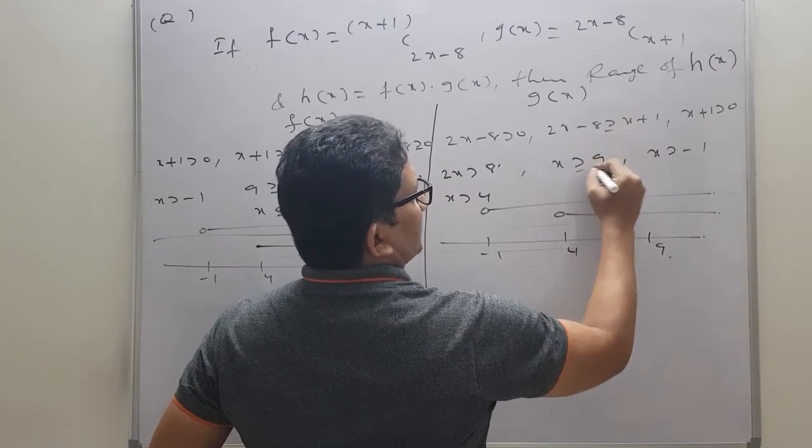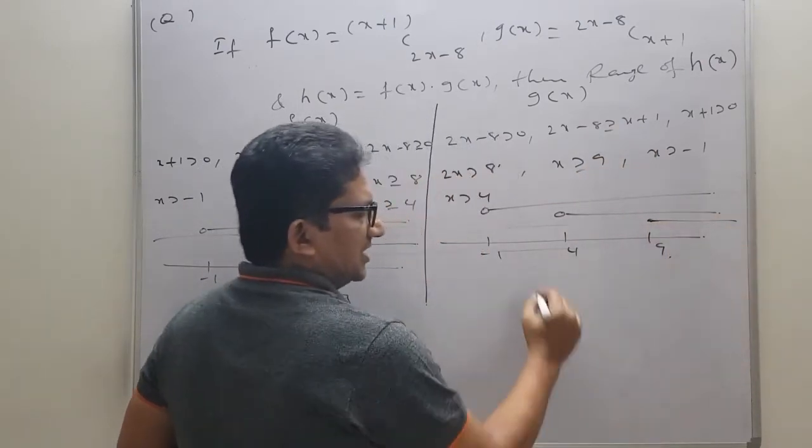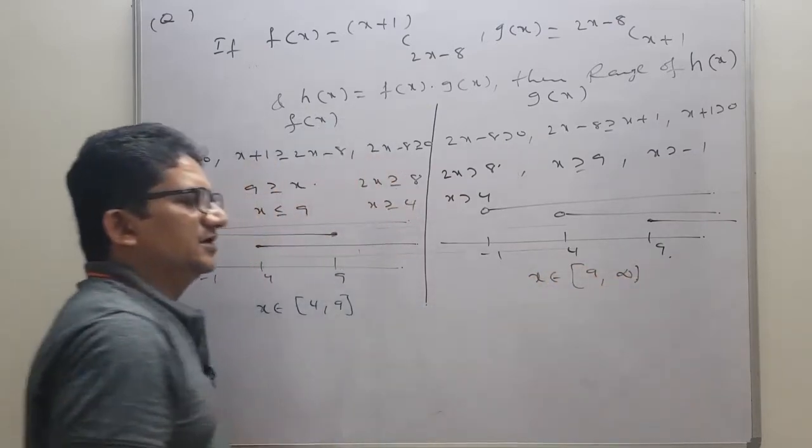So here equal symbol, sorry. And x is greater than 9. So the common portion is clearly x belongs to closed interval 9 comma infinity.